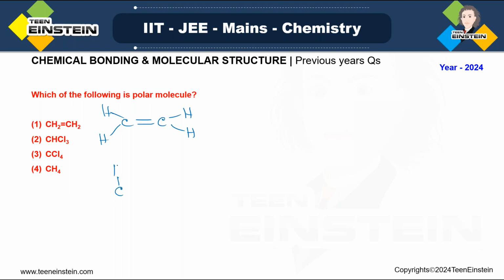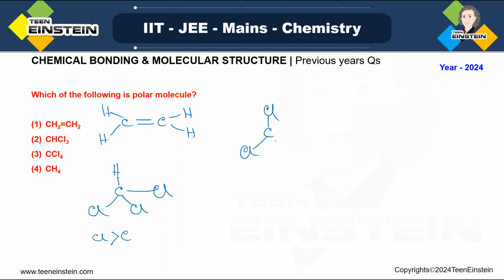Okay, and then if you consider CHCl3, it has a tetrahedral structure, and if you consider all these C-Cl bonds, chlorine is obviously more electronegative, so all the dipole moments, overall, if you see, will be towards chlorine. So there will be some dipole moment because the bonds are not cancelling each other. So this should be the correct answer.